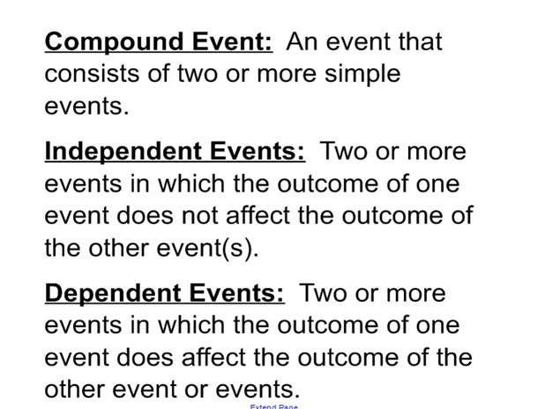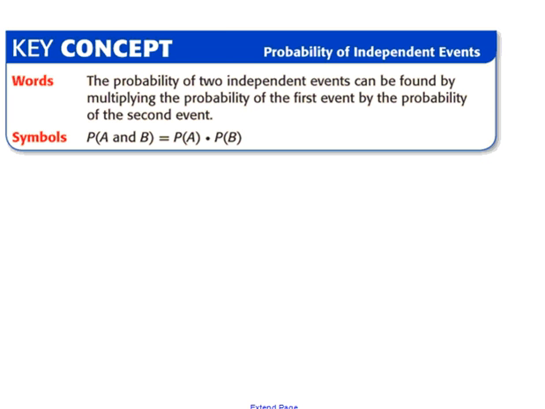Here's the first key concept, the probability of two independent events. Independent events can be found by multiplying the probability of the first event times the probability of the second. So the probability of A and B occurring is the probability of A times the probability of B.